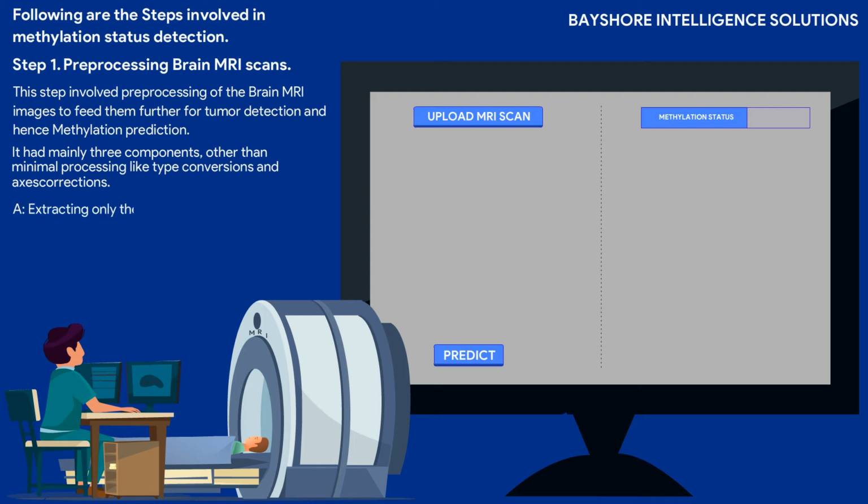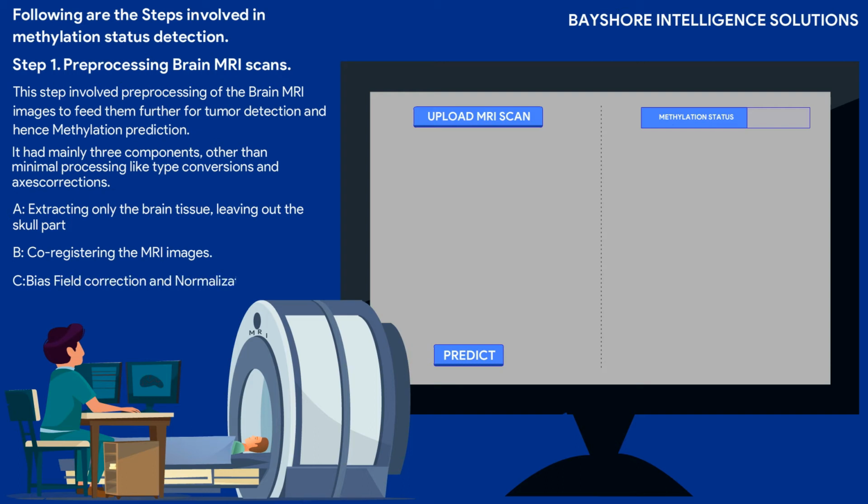A. Extracting only the brain tissue, leaving out the skull part. B. Co-registering the MRI images. C. Bias field correction and normalization of the images.